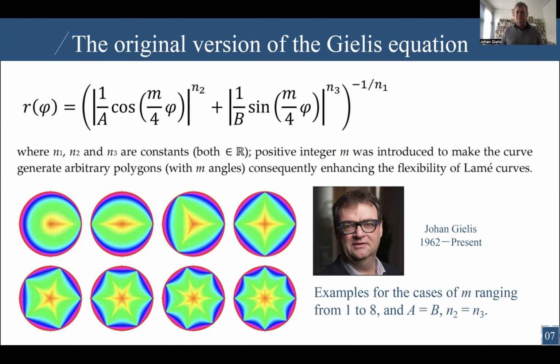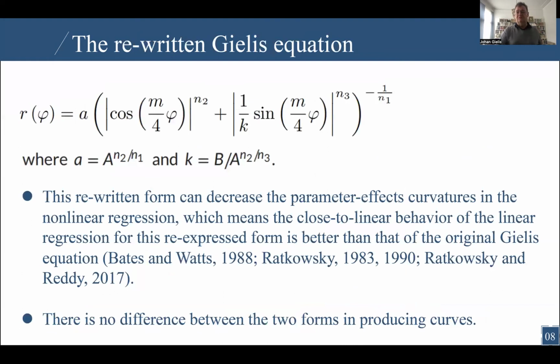M defines actually the symmetry of the shape. If I fill in m is 4, we have squares. But if I fill in m is 5, 6, 7, I have, let's say, hexagons, heptagons, pentagons, or triangles. And that's very important. And the exponents there just give flexibility to the shape, just as before with the Lamé curves. And that proved to be very, very powerful.